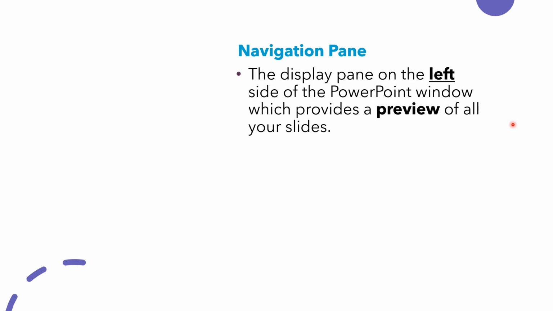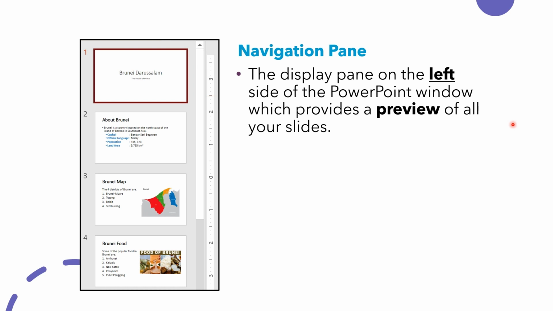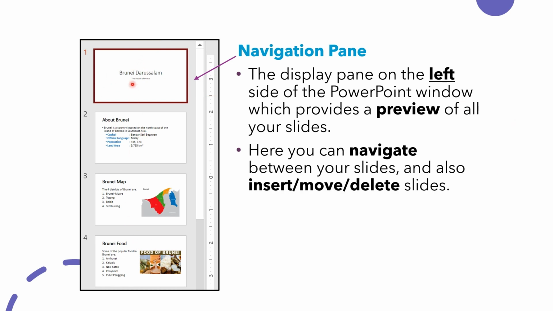Navigation pane, as the word suggests, helps you to navigate through your slides. It is the pane on the left side of the window, which provides a preview of all your slides. It shows you a preview of all your slides, slide 1, slide 2, slide 3, slide 4, and so on. And here you can navigate between your slides, and also you can insert, move, or delete your slides from here. For example, you can move this up, move this down, delete it, and so on. All of this can be done in the navigation pane.